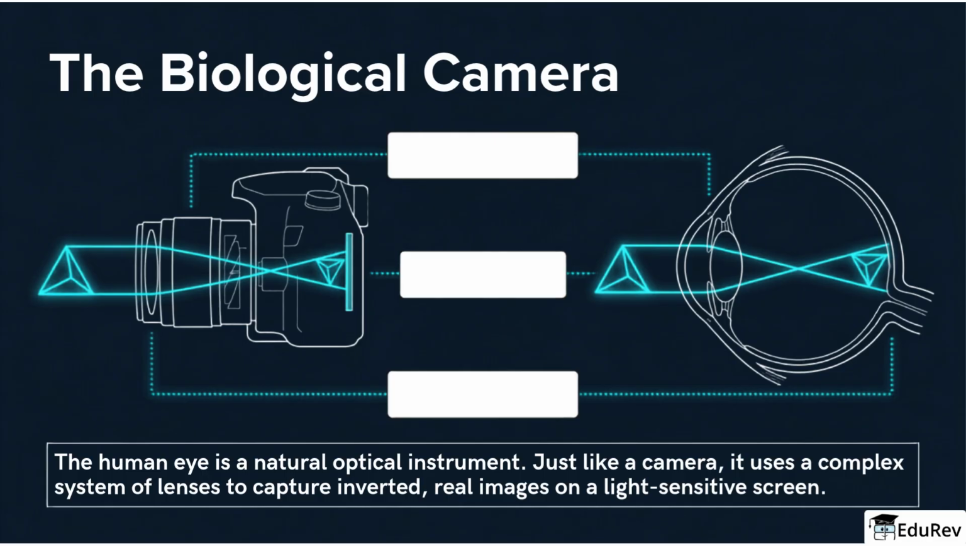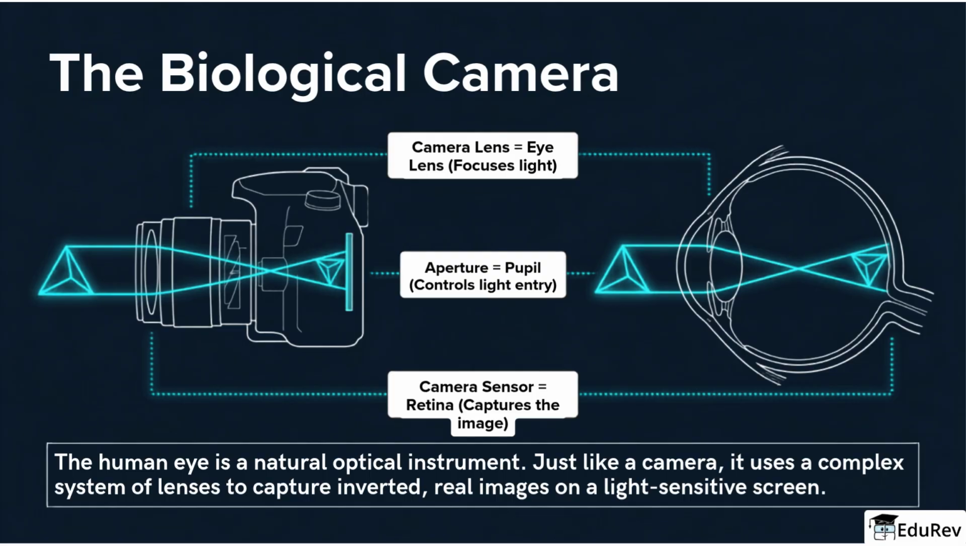In fact, the human eye is a natural optical instrument that uses a complex system of lenses to capture inverted, real images on a light-sensitive screen. Just like a camera lens focuses light, the eye lens does the exact same thing. The aperture of a camera controls light entry, which is perfectly analogous to the function of the eye's pupil. Finally, the camera sensor captures the image, much like the retina does in our eyes. Let's break down this biological camera by looking at its outer structures first.